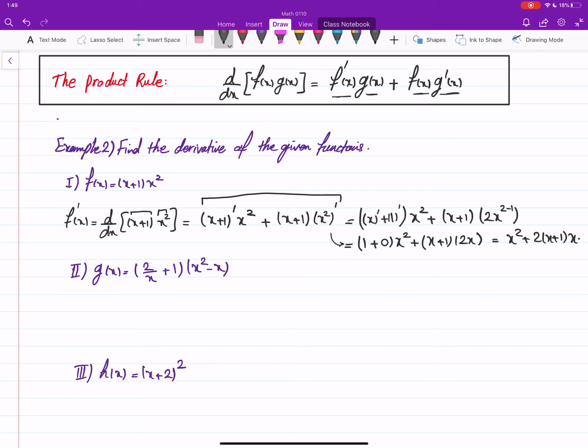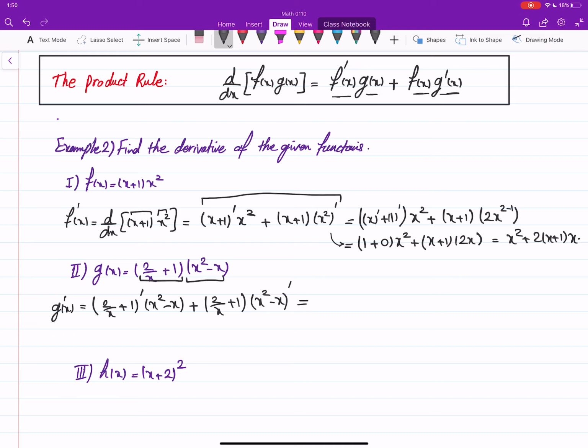Derivative of the first one times the second one plus the first one itself times the derivative of the second one. Let's do this one. G prime of x is going to be, well, I will write the derivative right away. So this is a product of two functions. So we have to find the derivative of the first one times the second one plus the first one itself times the derivative of the second one.